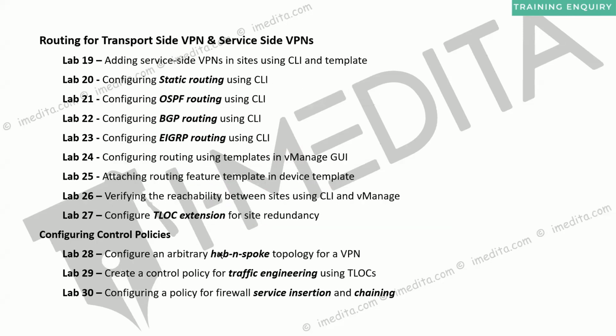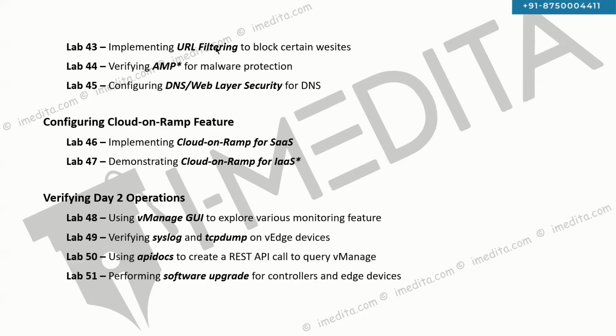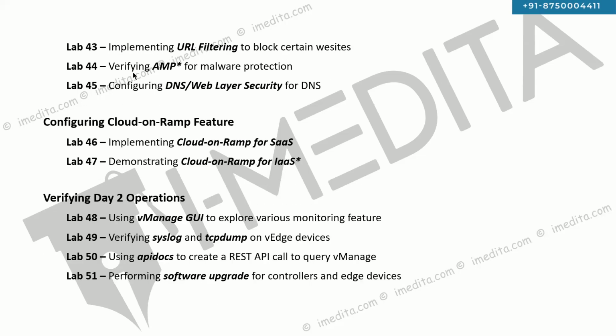Like control policies and data policies, we'll talk about approximately 10 control policies and data policies. Then policies regarding security: application-aware firewall, IPS/IDS, URL filtering, AMP, DNS web layer security for DNS. These are the policies that we will talk about from the practical point of view. These come under the security policies.